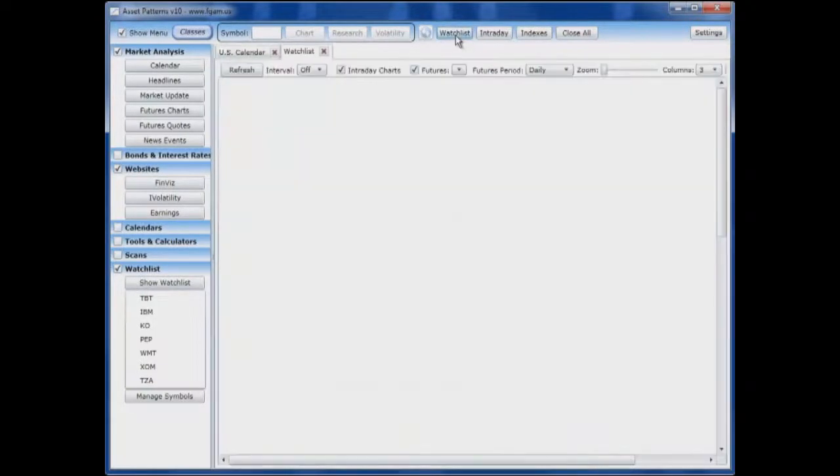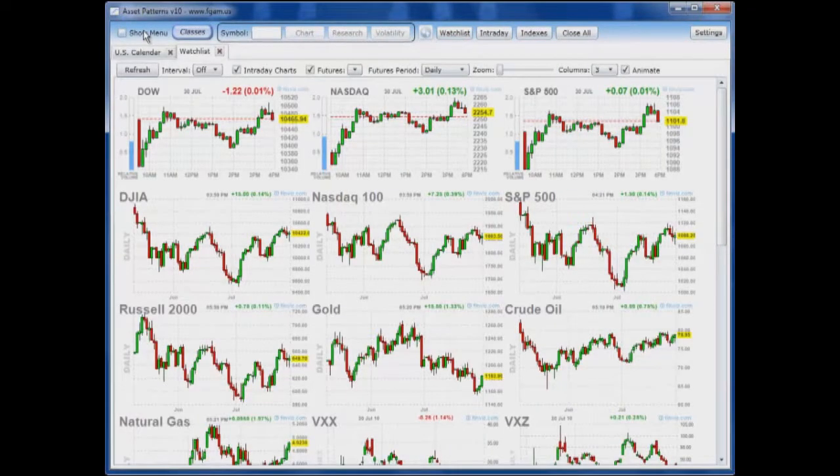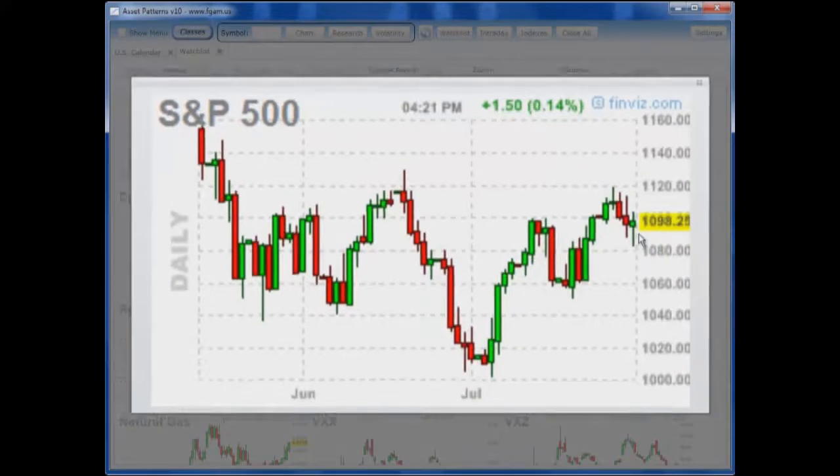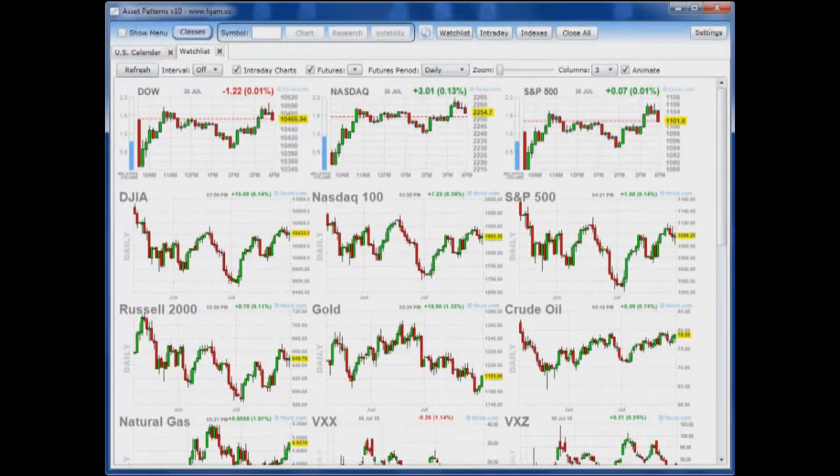Now let's take a look at the broader market. We'll take a look at the watch list here from the AP software. We can see that the Dow, NASDAQ, and S&P 500 all closed flat on Friday, and the S&P 500 futures contracts show that the S&P closed at 1098.25. The Dow Jones Industrial Average, the NASDAQ 100, and the S&P, as well as the Russell 2000, all show similar patterns. Note that gold had a very strong run-up on Friday, and crude oil has been hovering between the 75 and 80 point for more than a month, almost 2 months.